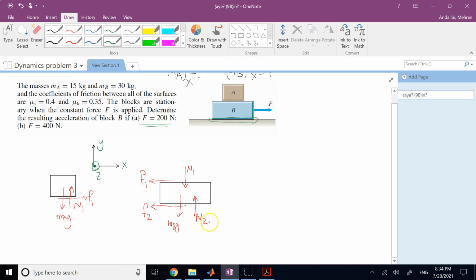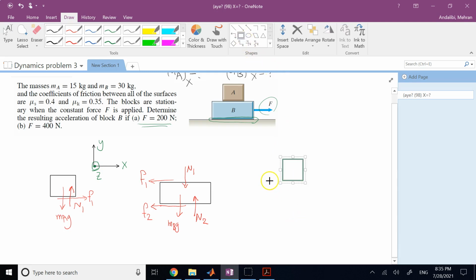Right? So it's N2 that is going to determine, based on the mu s and the mu k that you have and the F that you have, whether there is going to be any motion or not. So here, this is what we do. Instead of first focusing on each one of the FBDs, I also draw a combined FBD.